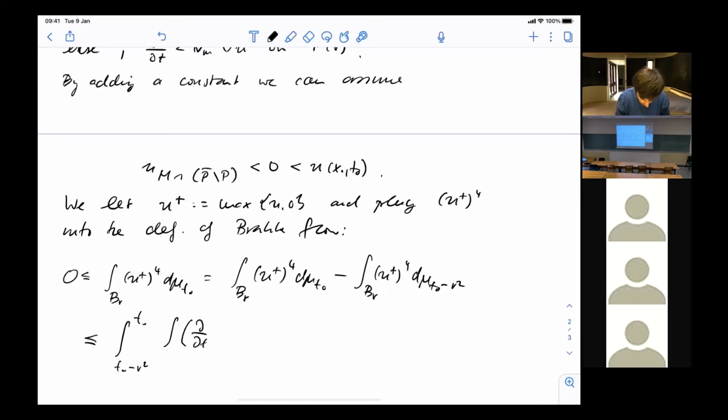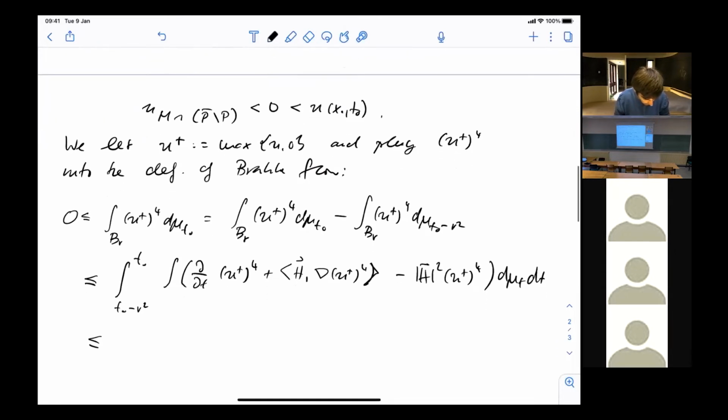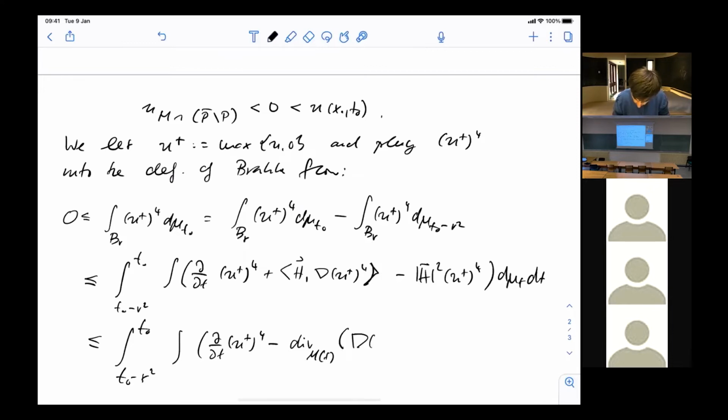Now we just put in the definition. So this is the integral of d/dt of u_plus to the 4th plus mean curvature dot grad u_plus to the 4th, sorry, this minus mean curvature squared u_plus to the 4th, d mu_t dt. Okay, that's less or equal than. Now we again drop the mean curvature squared term and do integration by parts. So we have du/dt. Now we have a minus the divergence over our flow at time t of the gradient of u_plus to the 4th.